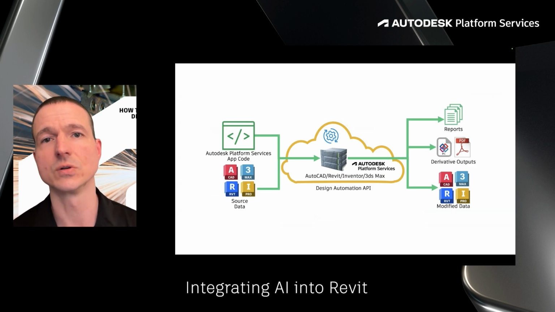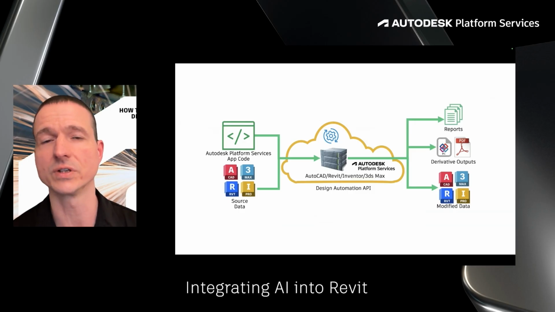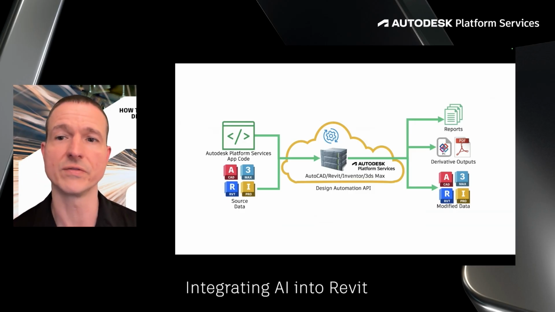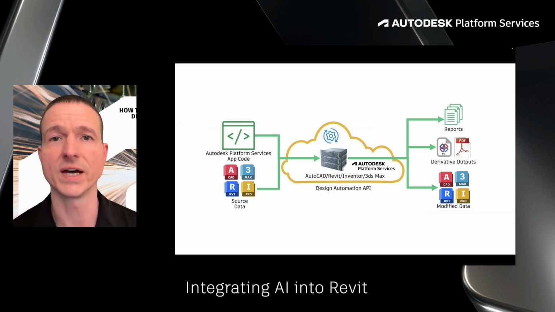And then you can also end up with additional outputs. It could be derivative outputs. Maybe you started off with an Inventor design or an Inventor drawing, and you want to convert it to PDF, or a Revit model you want to convert to IFC. Or you just simply modified existing models, and that's your output.